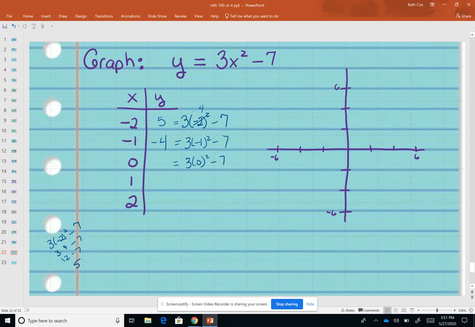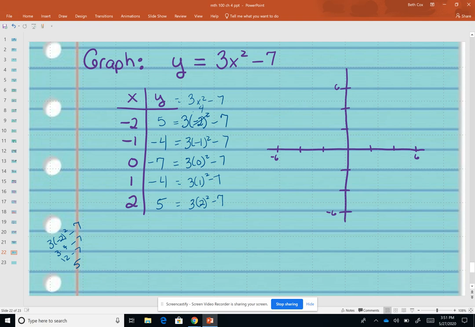Right, and so now I'm going to do 0. Should have put that there a minute ago. So that's just going to give me negative 7. Now I'm going to do positive 1. And 3 minus 7 is negative 4. And then I'll do positive 2. And I get 5 again.